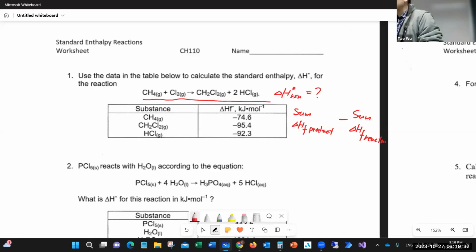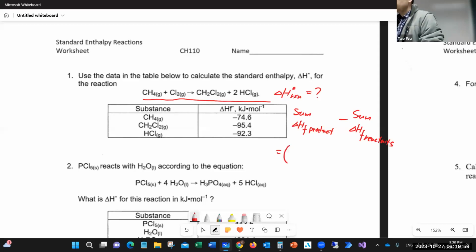So that's it. What do you need to do? You just need to find which ones are enthalpies of formation that belong to the products, and which ones belong to the reactants. Then you add them together and take the difference. Then that's it. This one is not hard, right?